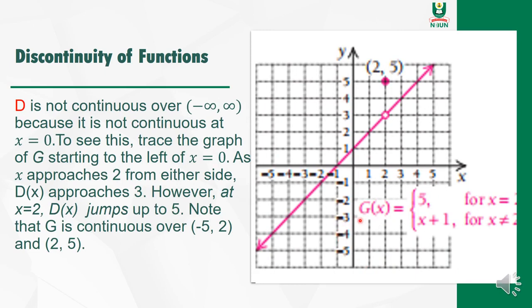If you have this graph, we call it graph D. Graph D is not continuous over minus infinity to infinity. This should be minus 5 because the range here is 5. And here we use infinity because we assume that the graph is coming from far and also goes on to far. But the picture we show here is from minus 5 to 5.